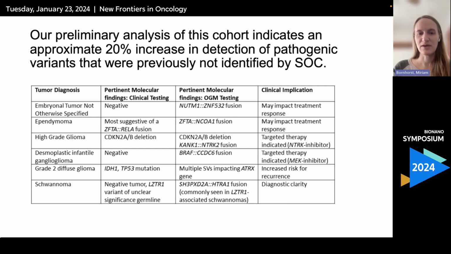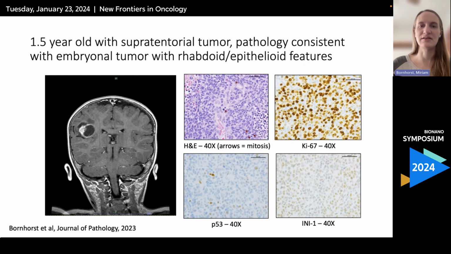And then for the schwannoma, we found a very interesting SH3PXD2A fusion that may indicate that this patient has an LZTR1-associated schwannomatosis.